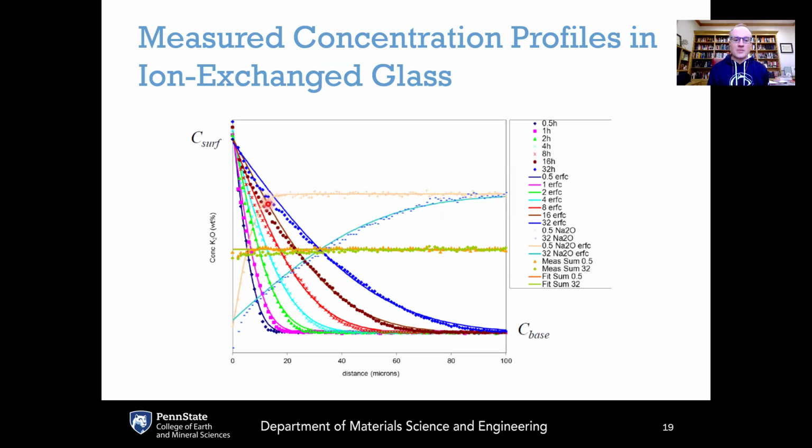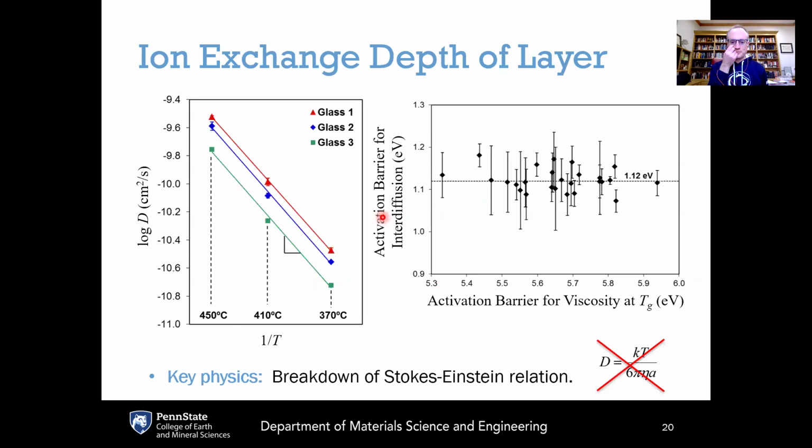The other line here shows the sodium concentration that is measured. This is for the half an hour case, and then in this lighter blue for the 32-hour case. And so if you add the molar concentrations of sodium and potassium, then you'd get the total concentration of alkalis, which is maintained as a constant into the thickness, satisfying the zero net flux condition.